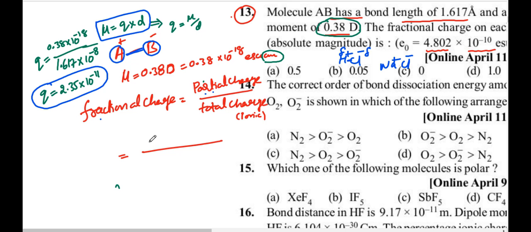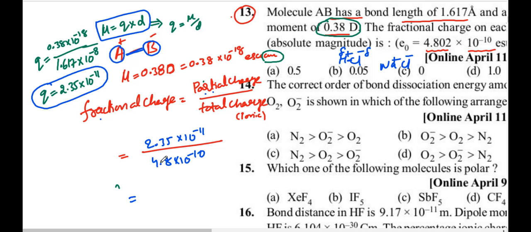Now this 2.35 into 10 power minus 11 partial charge by total charge. Total charge means when electron is completely transferred, like NaCl. In that case, what is the value? See, total charge equal to how much? 4.8 into 10 power minus 10. Then approximately we will get it.